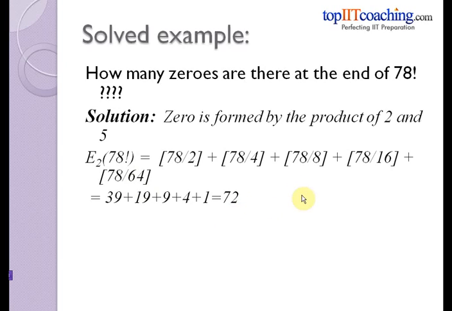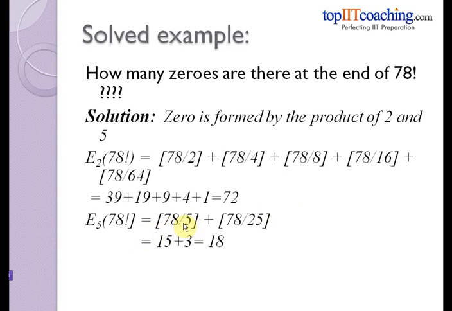Now we try to find the exponent of 5 in 78 factorial. That is equal to 78/5 plus 78/25. That will be equal to 15 plus 3, and that is equal to 18. Again we do not extend the power up to 3 because 125 is larger than 78. So the exponent of 5 in 78 factorial is equal to 18. So what we can say is, we can write 78 factorial equal to 2^72 into 5^18, and so on. It could be expressed as a multiple of different prime numbers.